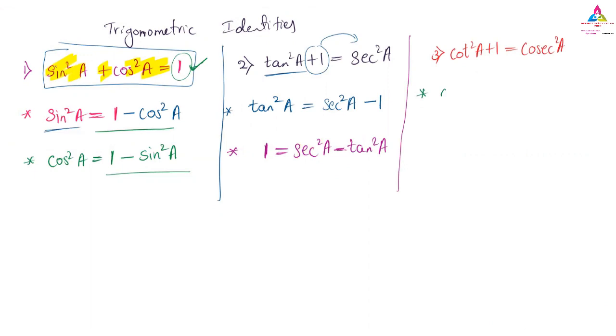So I want cot square a as the answer. Obviously cosecant square a will remain in its place. It won't make any changes. Plus 1 is going to the other side, so it will become minus 1. So cot square a can be found by cosecant square a minus 1. Similarly, I can write the final answer as 1 by shifting the cot square: cosecant square a minus cot square a is equal to 1.